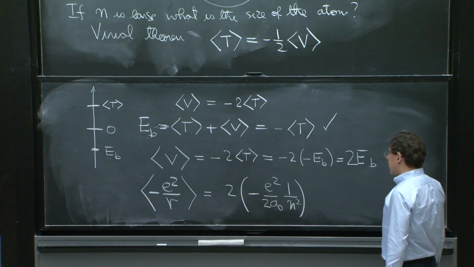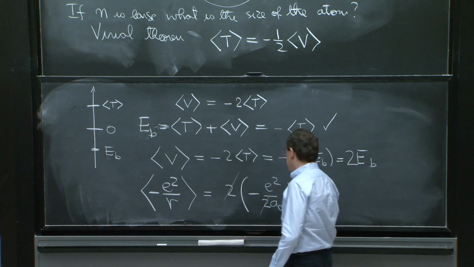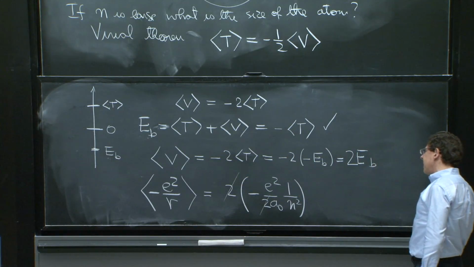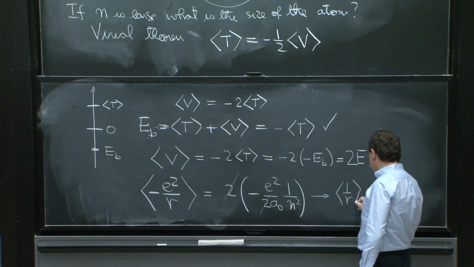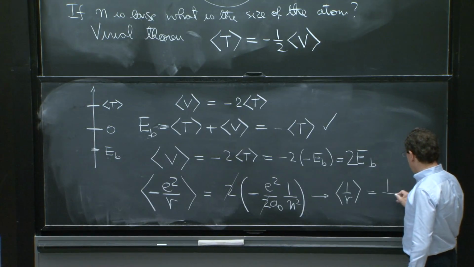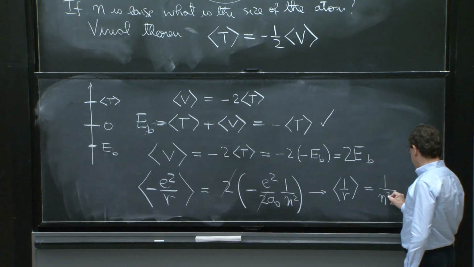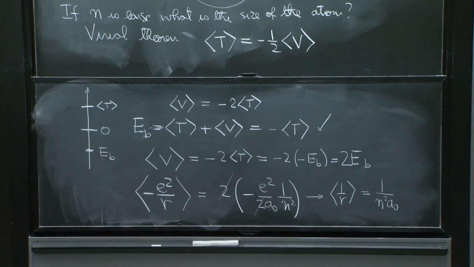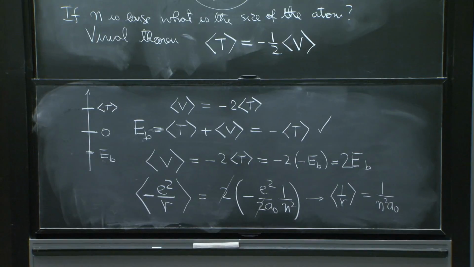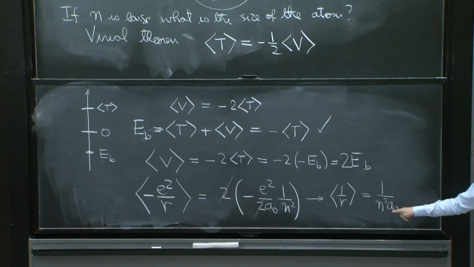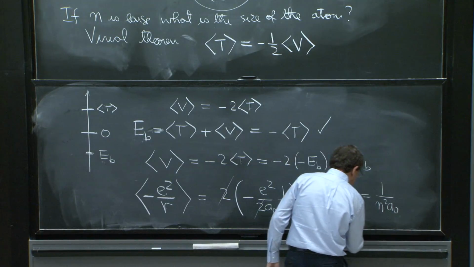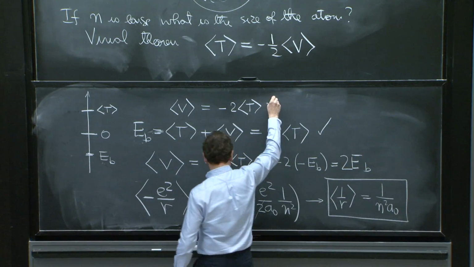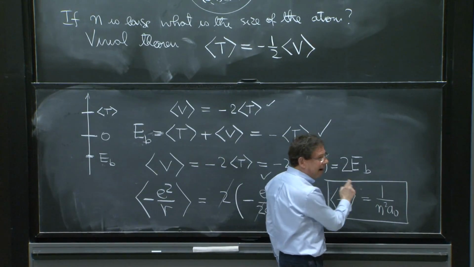So what can we cancel? Well, the 2's cancel. The e squares cancel. The signs cancel. And we get the expectation value of 1 over r is equal to 1 over n squared a naught, which is suggesting very clearly that the typical radius is not n a naught, it's n squared a naught. So this is exact. The virial theorem is exact, the energy is exact, this is exact.